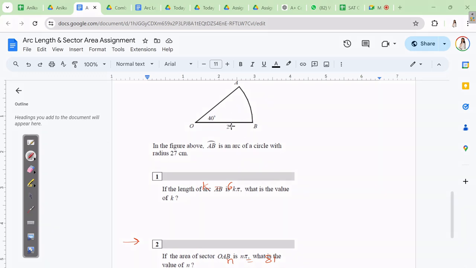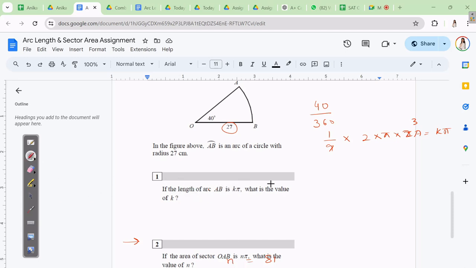Here the radius is 27. AB is an arc. This is 40. The length of the arc is k pi. So length of the arc will be 40 over 360, which is 1 over 9 times 2 pi r. R is 27. This is equal to k pi. So this is 3, 3 times 2, k is 6. That's correct.